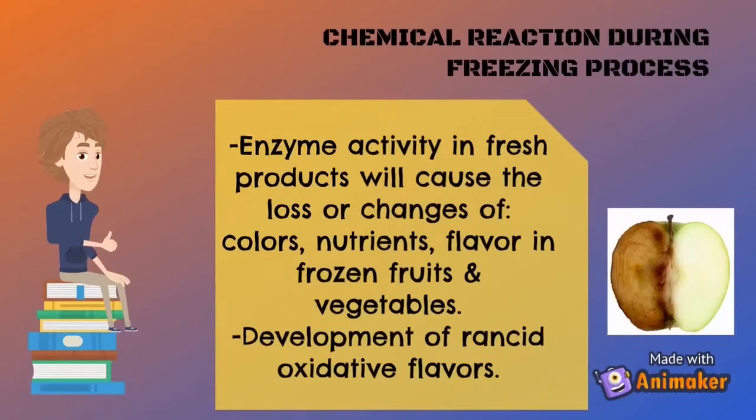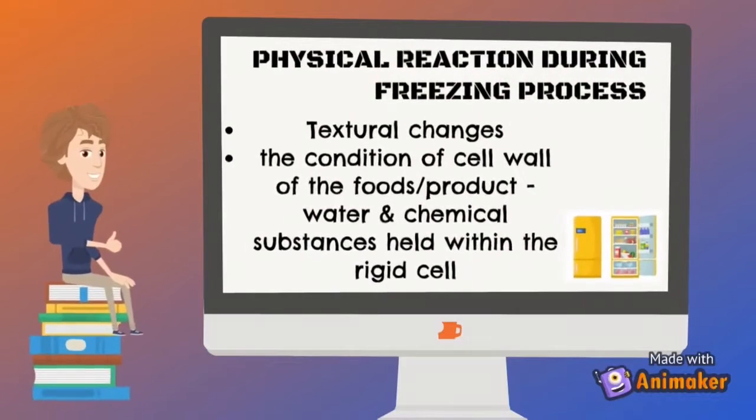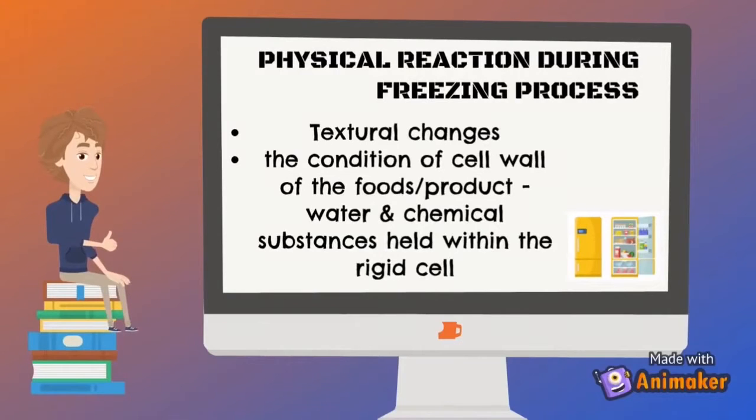Loss or changes of color, nutrients, and flavor in frozen fruits and vegetables. Besides, the chemical change during freezing is the development of oxidative off-flavors through contact of the frozen product with air. On the other hand, the physical reaction is the textural changes. Water and chemical substances held within the very rigid cell wall give support, structure, and texture to the fruits or vegetables.